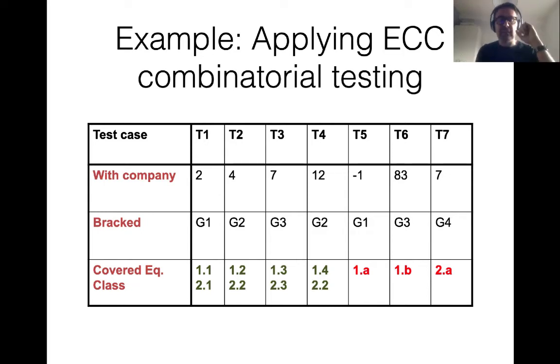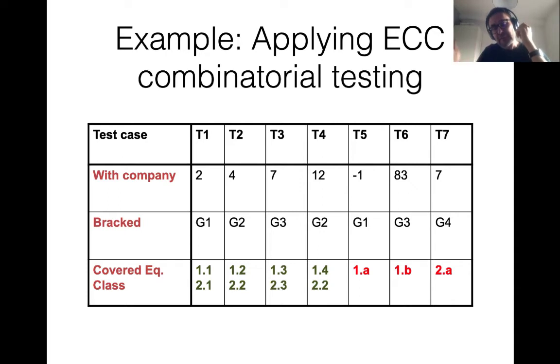So we go through, and for test case 1, we sample some value in 1.1, the first equivalence class from 0 to 3. We select 2 here, and then the bracket should be a T there, G1. Then we've covered 1.1, equivalence class 1 in the high-level class 1, and equivalence class 2.1, which is the first one in the second high-level class.